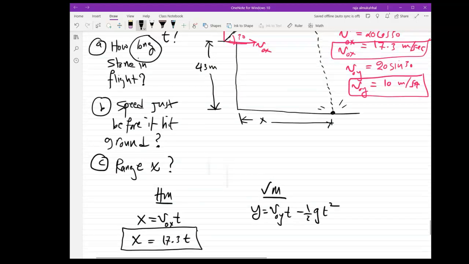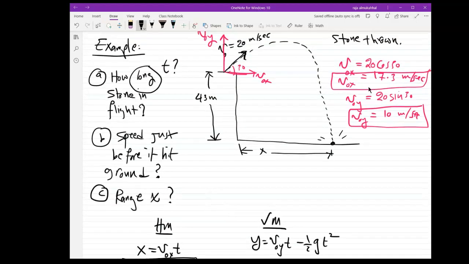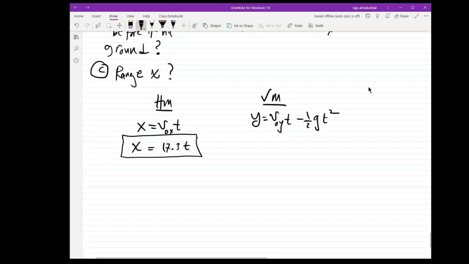Now I come to the vertical equation. Y is given to me, it's right here, but you want to watch your sign. This is below the datum. That makes it negative, okay? So you want to be very careful about that. So that's going to be negative 43 equals V naught Y, which is 10T, minus half g, which is 4.9 T squared. You see that?